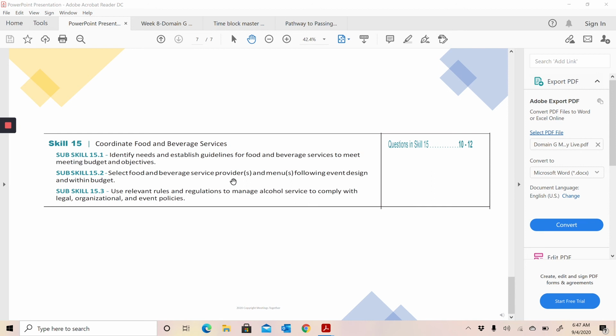Select food and beverage service providers and menu following event design and within budget. So again, if you're hiring an outside contractor or a service provider having an off-site event, and then selecting menus if you're having like a luau theme. So that's what the event design is, like the luau theme, and then the budget is obviously what can you afford? Can you afford a continental breakfast, or can you afford a full buffet breakfast? So you want to make sure you're always staying within your budget.